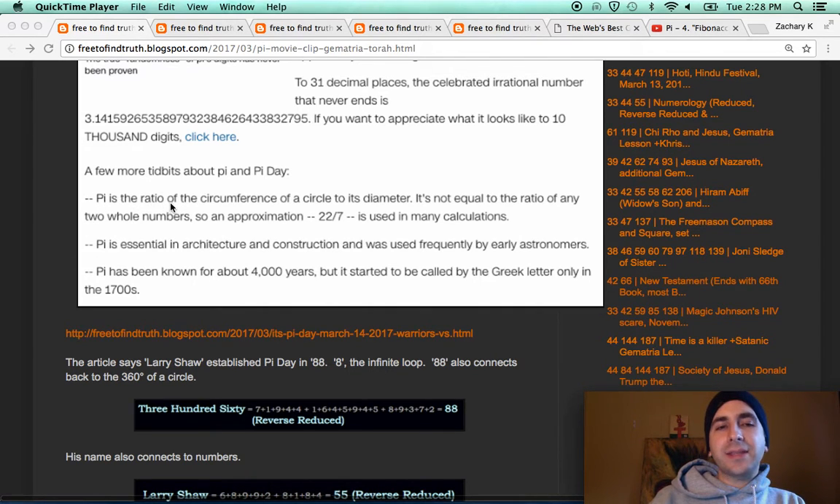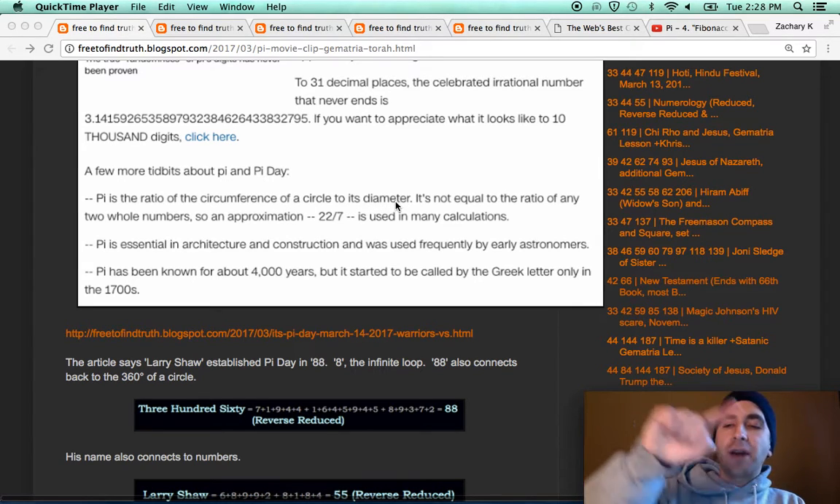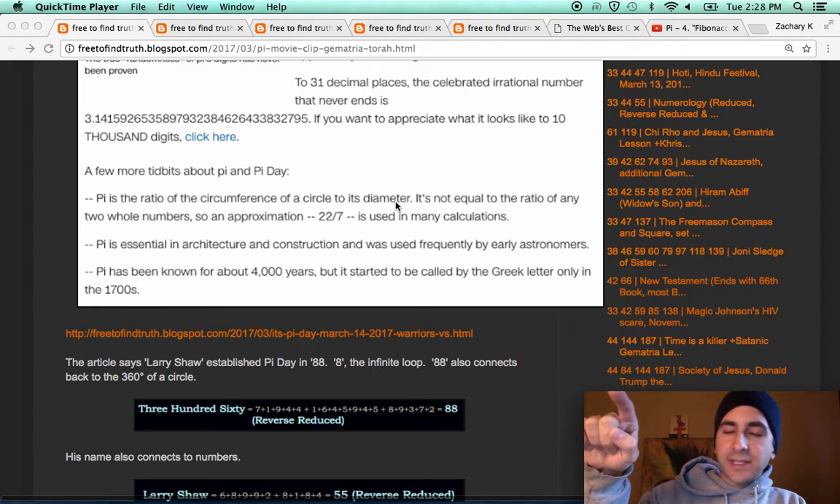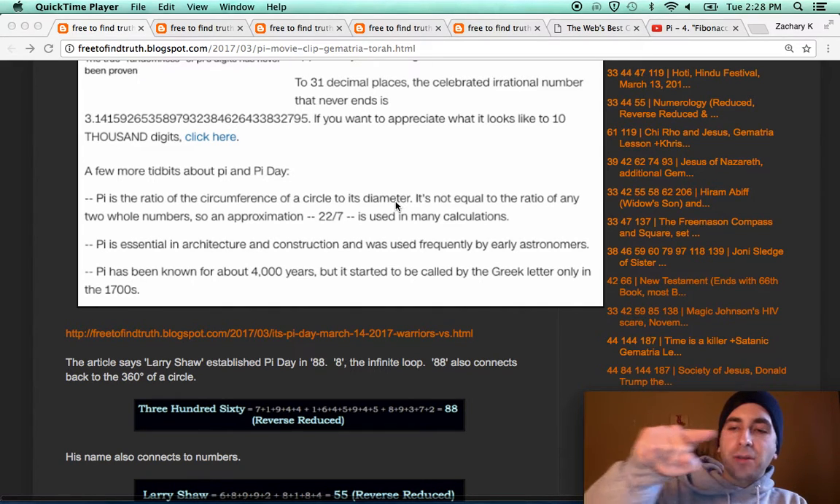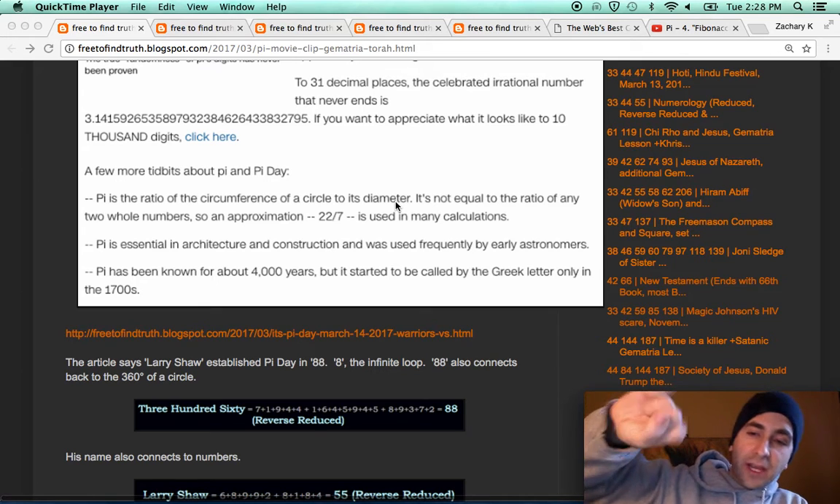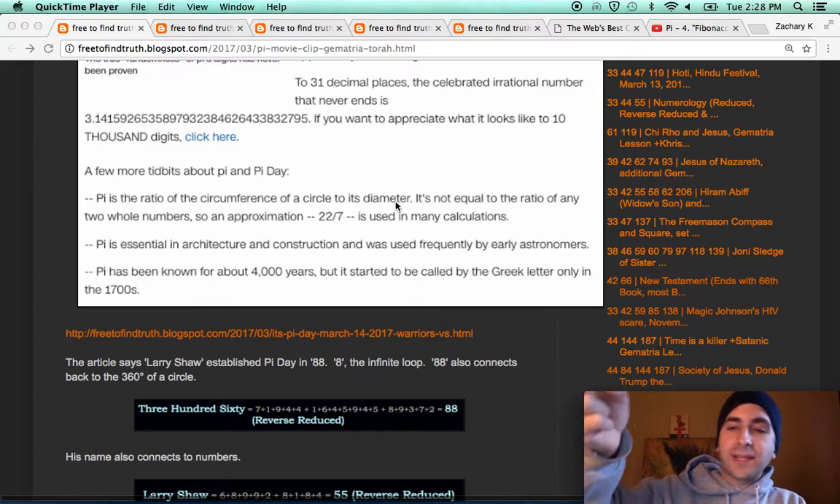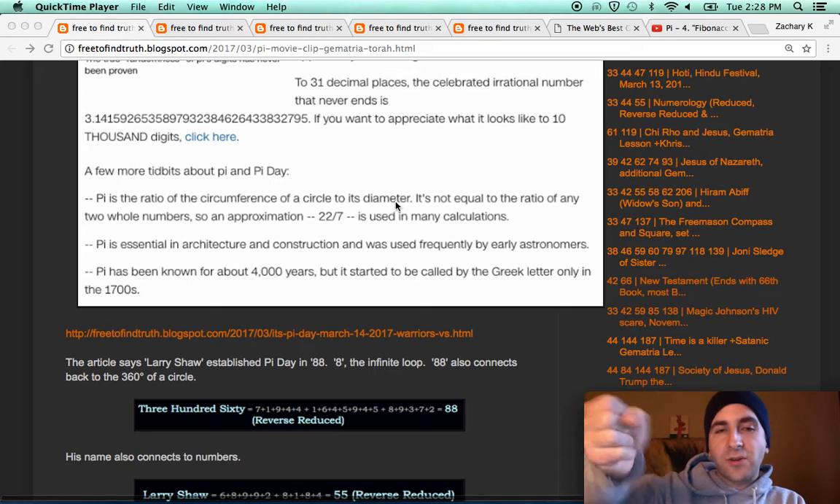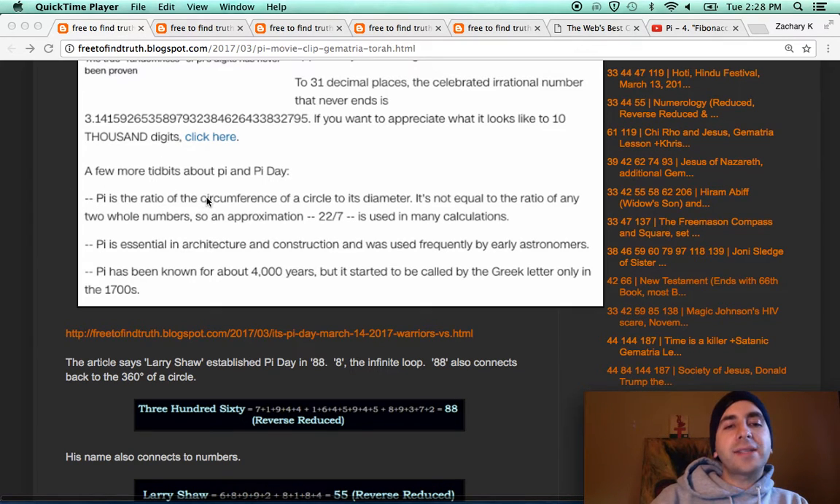It says pi is the ratio of the circumference of a circle to its diameter. Remember, the circumference is the distance around the circle, and the diameter is the line that fits perfectly across the entire circle. Pi is the ratio of the circumference of a circle to its diameter. It's not equal to the ratio of any two whole numbers. So an approximation, 22 divided by 7, is used in many calculations.